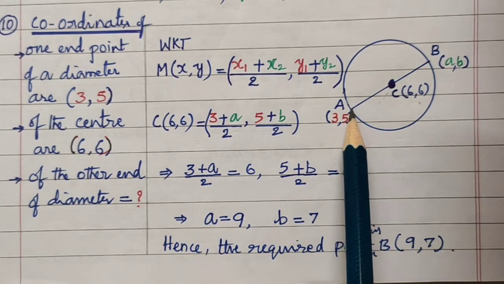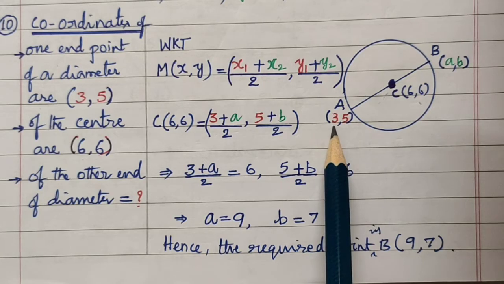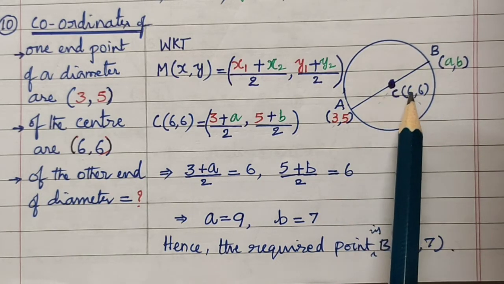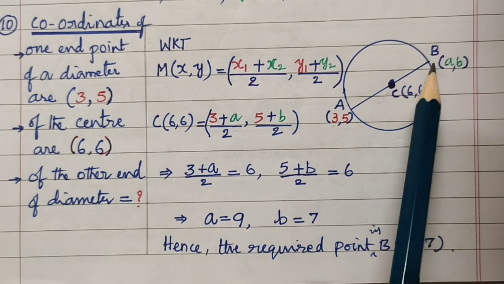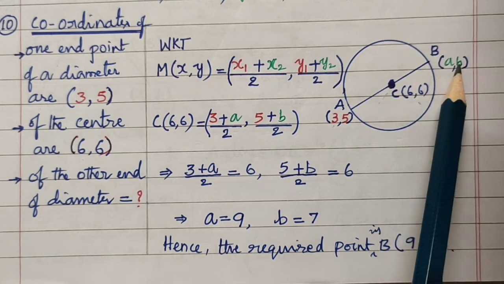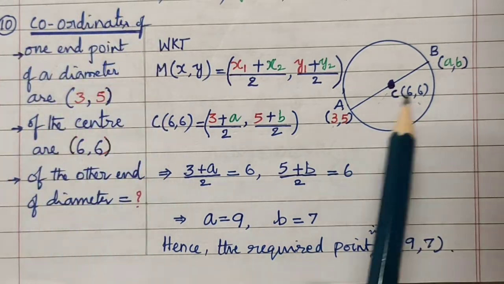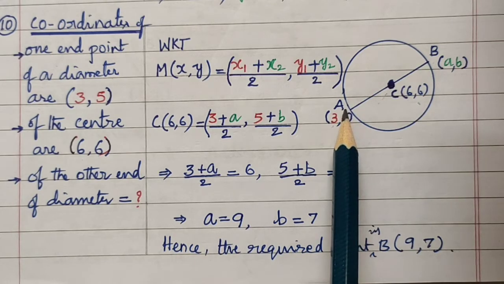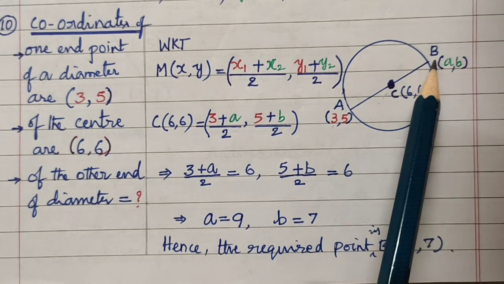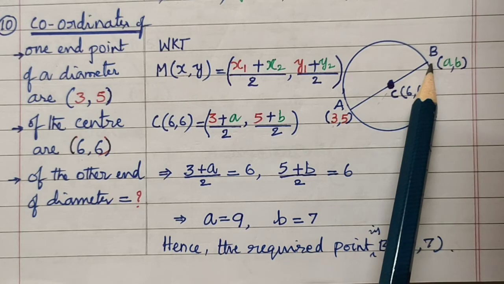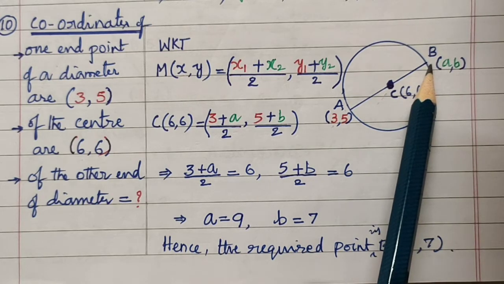The coordinates of one end of the diameter are (3, 5). The coordinates of the center of the circle are (6, 6). We need to find out the coordinates of the other end. This is the problem, so we have written the problem here. They have given the coordinates of one end of a diameter and the coordinates of the center. We need to find out the coordinates of the other end of the diameter.